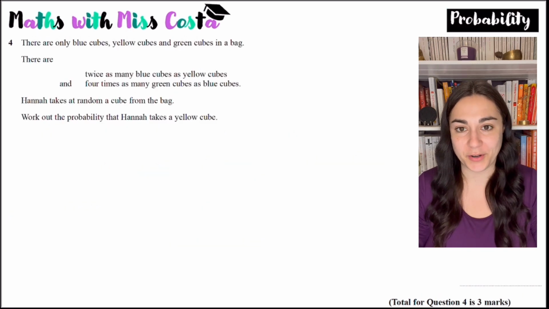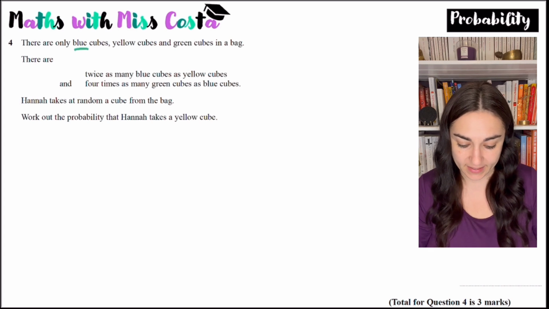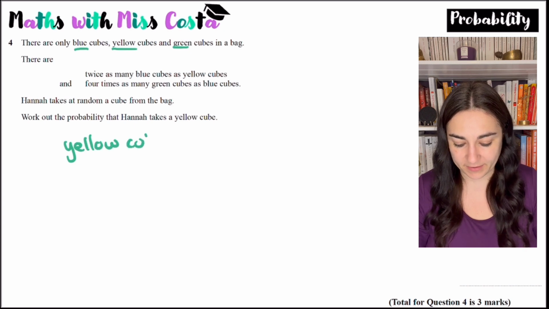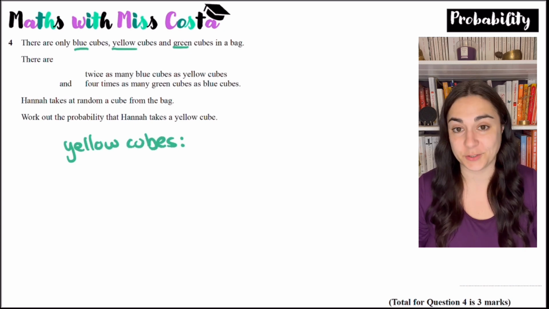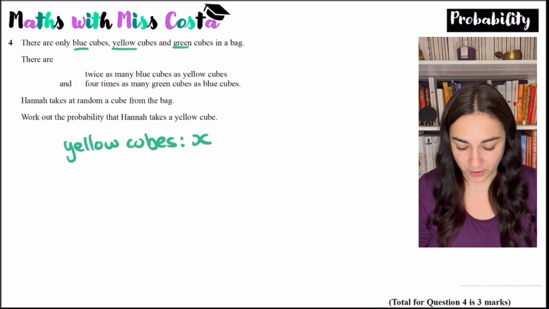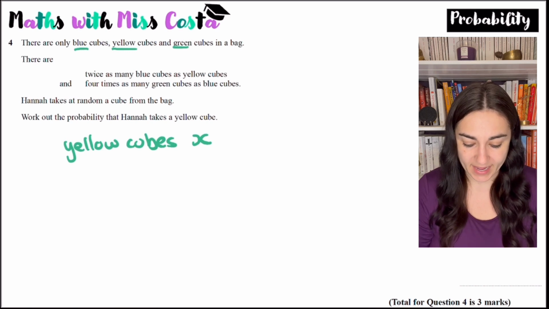So I'm told that there are only blue cubes, yellow cubes and green cubes in a bag, and that there are twice as many blue cubes as yellow cubes. So whenever we are given something like this, where we are not given the actual value, just use algebra. So yellow cubes is something that we don't know the value of. So we're going to say that yellow cubes is equal to x.